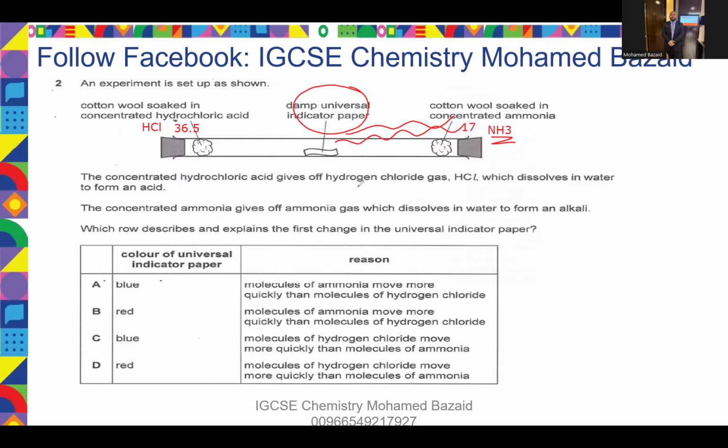Once ammonia reaches the universal indicator, what will the color be? Of course it will be blue. So the answer is A or C. I will cancel B and D. Letter A says molecules of ammonia move more quickly than molecules of hydrogen chloride. That's true, because the mass of ammonia is lower than the mass of HCl. So the answer is A, and I will cancel C. For number 2, the answer is A. The universal indicator will be blue because ammonia diffuses faster, as it has a lower mass. Next question.